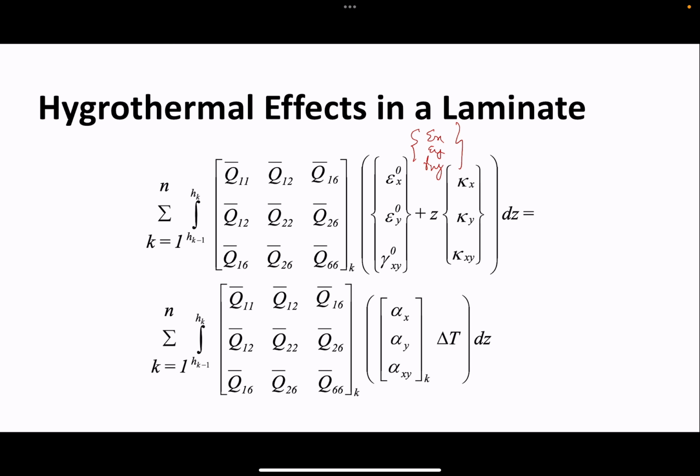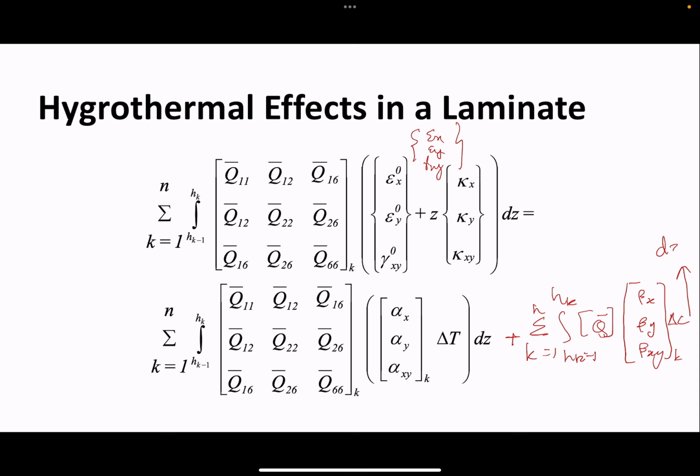Which is just equal to, and then you'll have the same thing, plus k equal to 1 to n integral hk minus 1 to hk Q bar matrix, and then of course you'll have the beta x, beta y, beta xy for each layer multiplied by del C multiplied by the whole thing dz, right? Here dz.